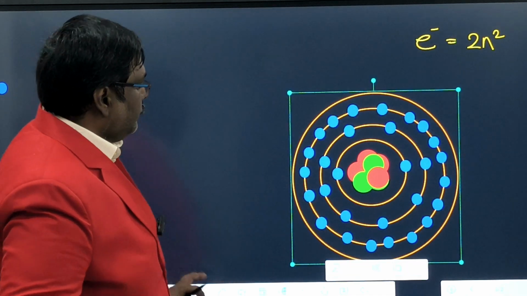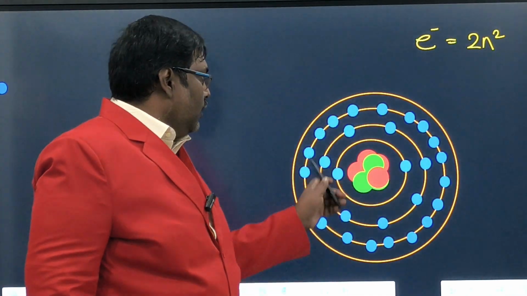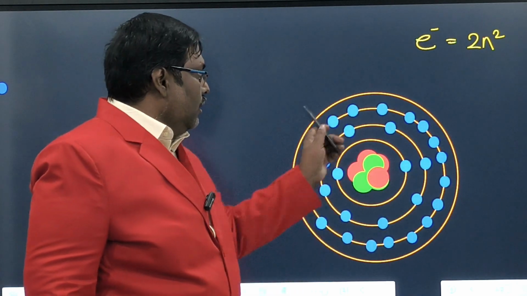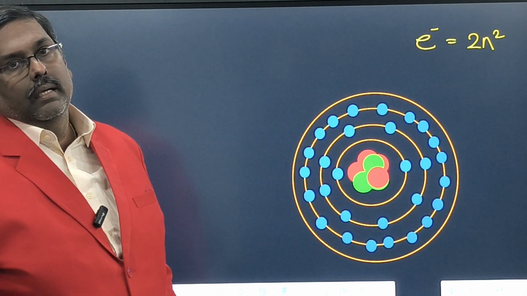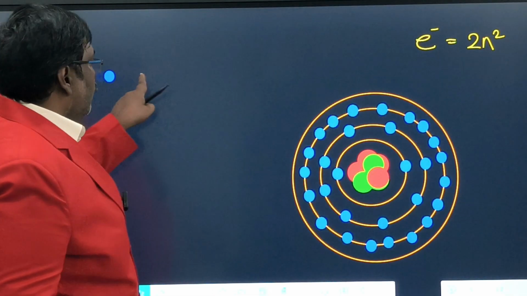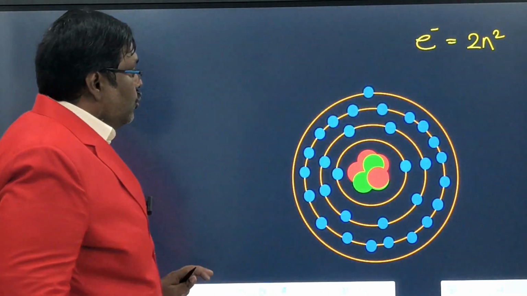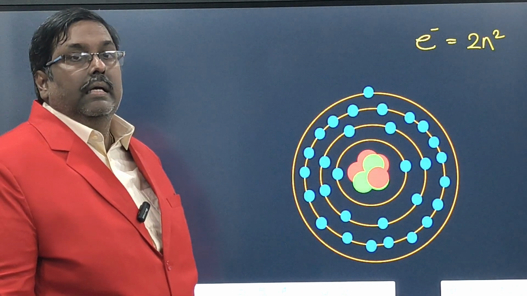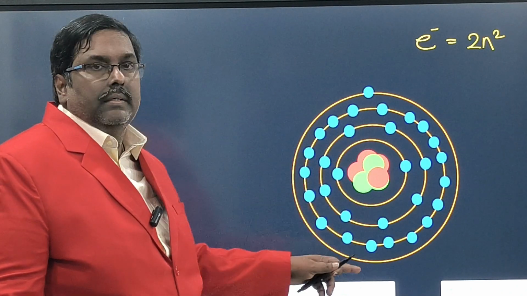Okay, so first orbit will be 2, second orbit will be 8, third orbit will be 18, so remaining only 1. In 29, if we subtract all these electrons, only 1 is left. That 1 we will keep in the outer. The outermost circle electron is called the valence electron, the electron which is lying on the outermost orbit.